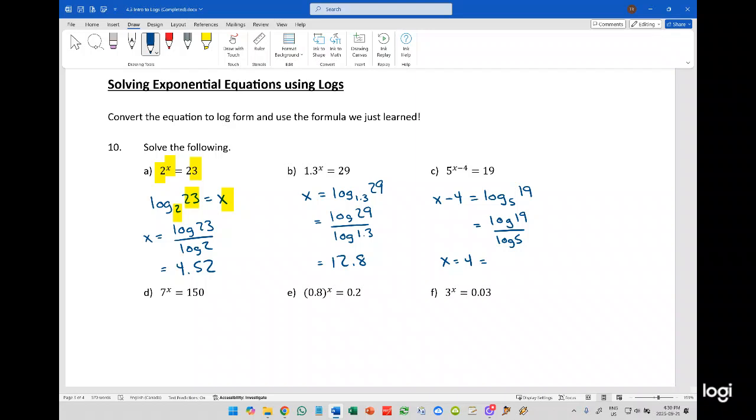And plug that into your calculator, and you get out 1.83, I think. Oh, I don't know why I put an equals there. x - 4 = 1.83. And then finally, I'm going to add 4 to both sides and get x = 5.83.